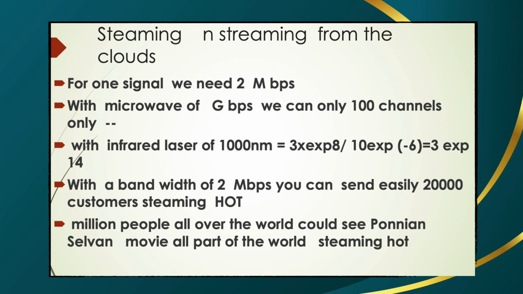The most important laser is the infrared laser. Let us imagine that we are employing a laser of 1000 nanometers. For simplicity, I have given this one. The speed of light is 3 into 10 power 8, divided by the wavelength of 1000 nanometers, which is 10 power minus 6 meter. Now multiply, and you will get the frequency of the laser.